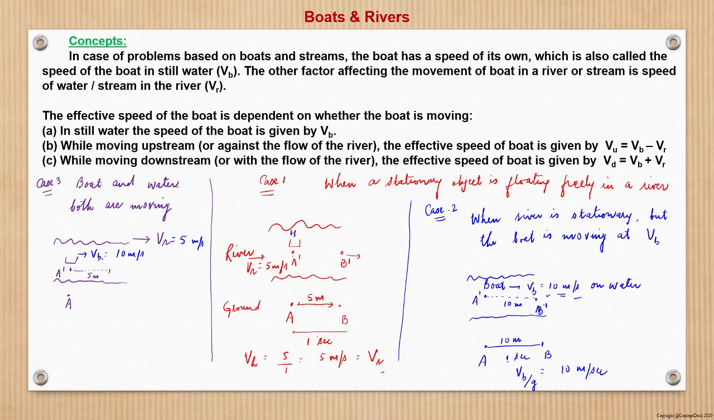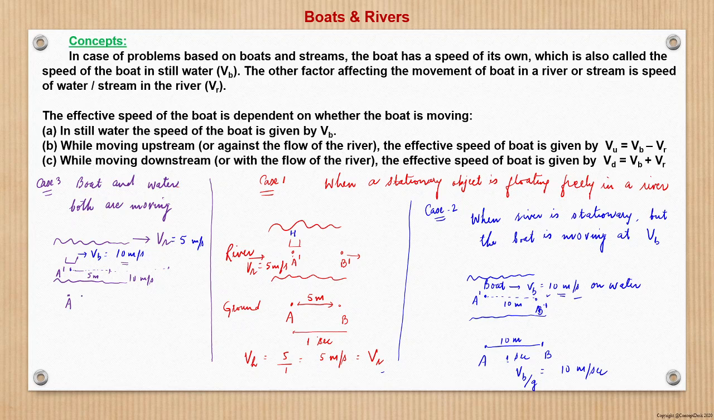And when I say the velocity of the boat is 10 meter per second, the boat is moving on water. So with respect to water, it is moving at 10 meter per second, right? That means if the water was stationary, it would have moved 10 meter per second. But here the water has also moved by 5 meter. So from here it will move a further 10 meter per second, right? Just a combination of case 1 and case 2.